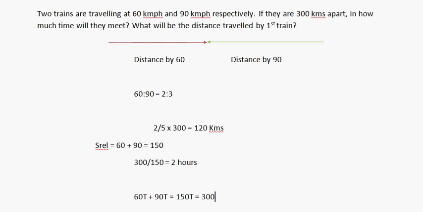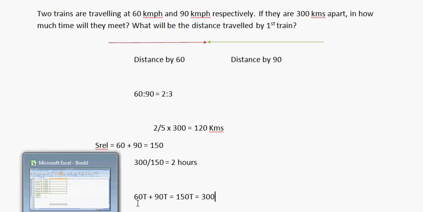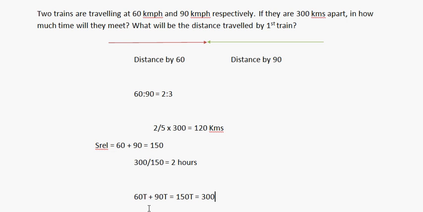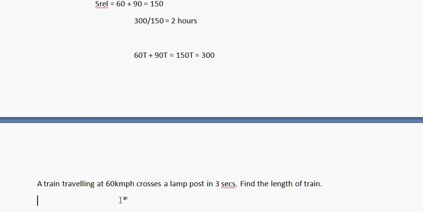That's what we are doing, right? Rather than writing 60t plus 90t, we are adding the speeds beforehand and making it equal to the total distance. So that's the concept of relative speed when they are traveling in opposite directions, right? I hope that you understand the basic concept of relative speeds. There are just two rules: when they are traveling in same direction, subtract the speeds; when they are traveling in opposite direction, add the speeds. Let's go to the next question.